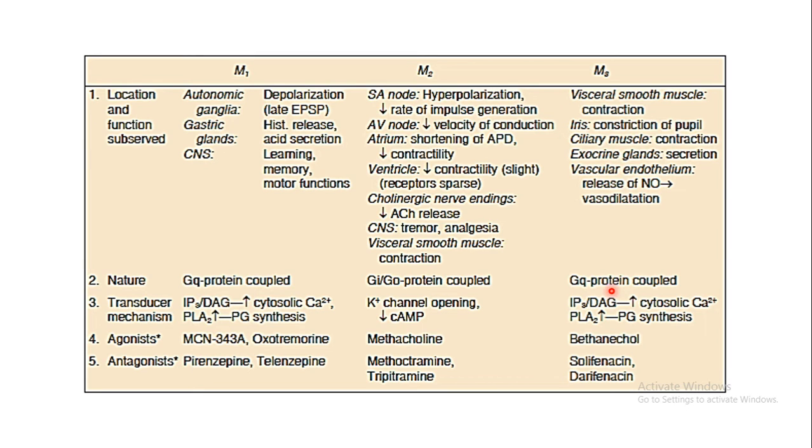Then the nature of the protein which is involved is Gq protein. The transducer mechanism involved is quite similar to the M1 receptor, that is IP3 DAG, and an increase in the cytosolic calcium. Phospholipase A2 is stimulated and it will result in an increase in the PG synthesis. Selective agonists include bethanechol and antagonists include solifenacin and darifenacin.